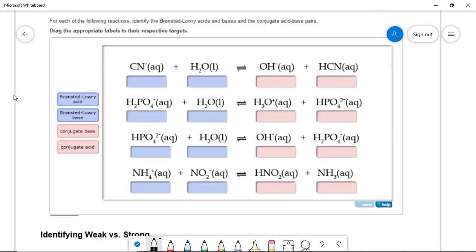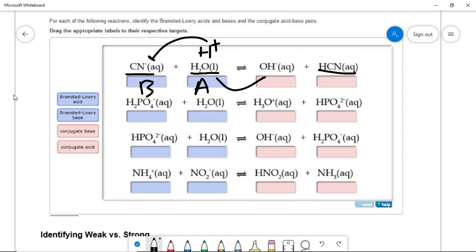Just taking a look at a few practice problems here to be able to figure this out. Let's look at here, we got CN minus and H2O. So what donates the proton and what accepts it? Well, H2O becomes OH minus. So a hydrogen here must have been donated to CN minus to make HCN. So this is your acid and this is your base.